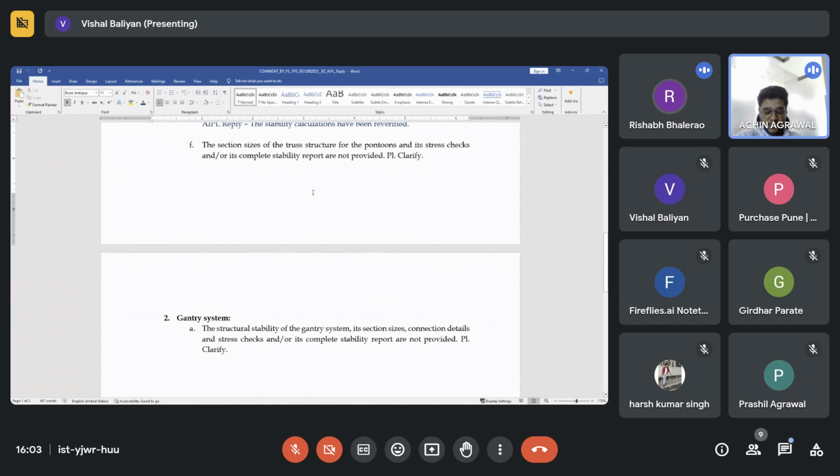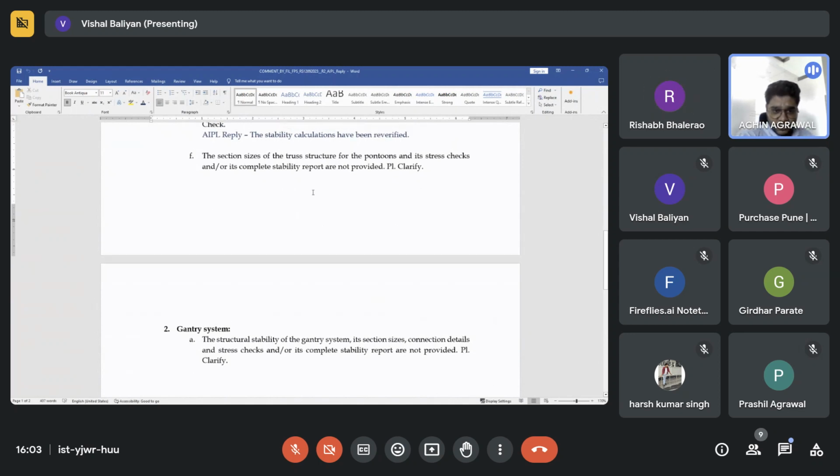The second last point is that the section sizes of the truss structure for the pontoon and its stress check, and its complete stability report, are not provided. I think we had a discussion in our first meeting that you needed some structural detail of the gantry system or the gantry structure, so we provided you the same. We provided you the total manufacturing drawing of the gantry structure. But what I have received are just some section sizes. What I wanted to know from that point is whether your gantry is stable.